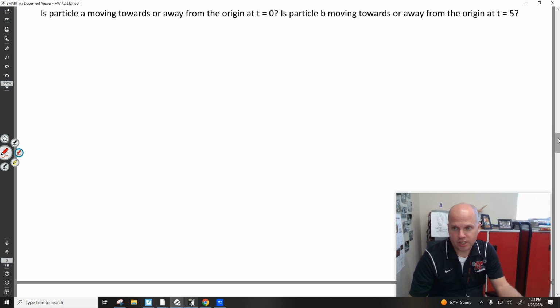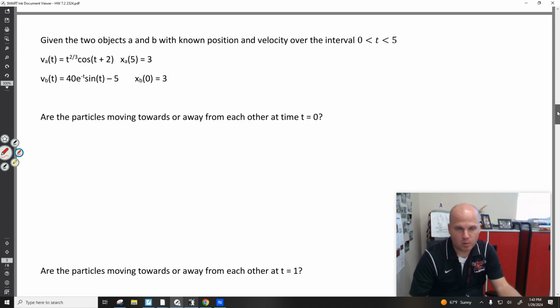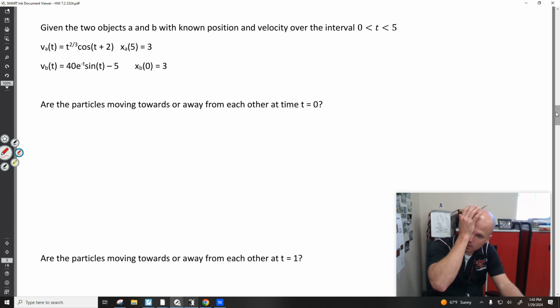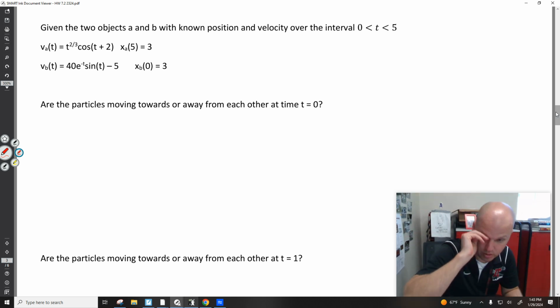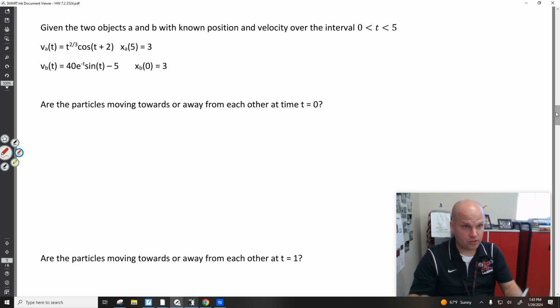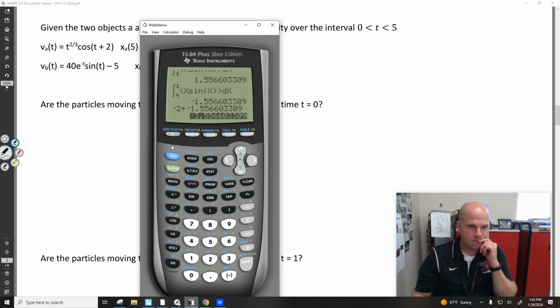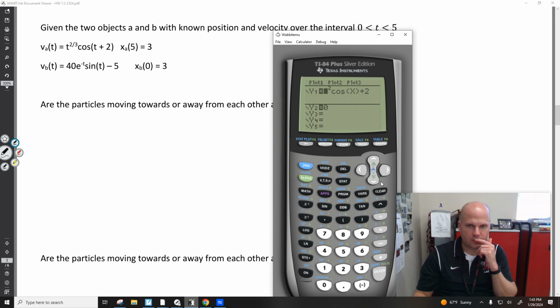These are good questions to get you prepared for the free response portion of your test, which is the entire test. Never mind. Your next test, the Unit 7 calculus test, is all free response. Are the particles moving towards or away from each other at time t equals 0? All right. Let's have some fun here.